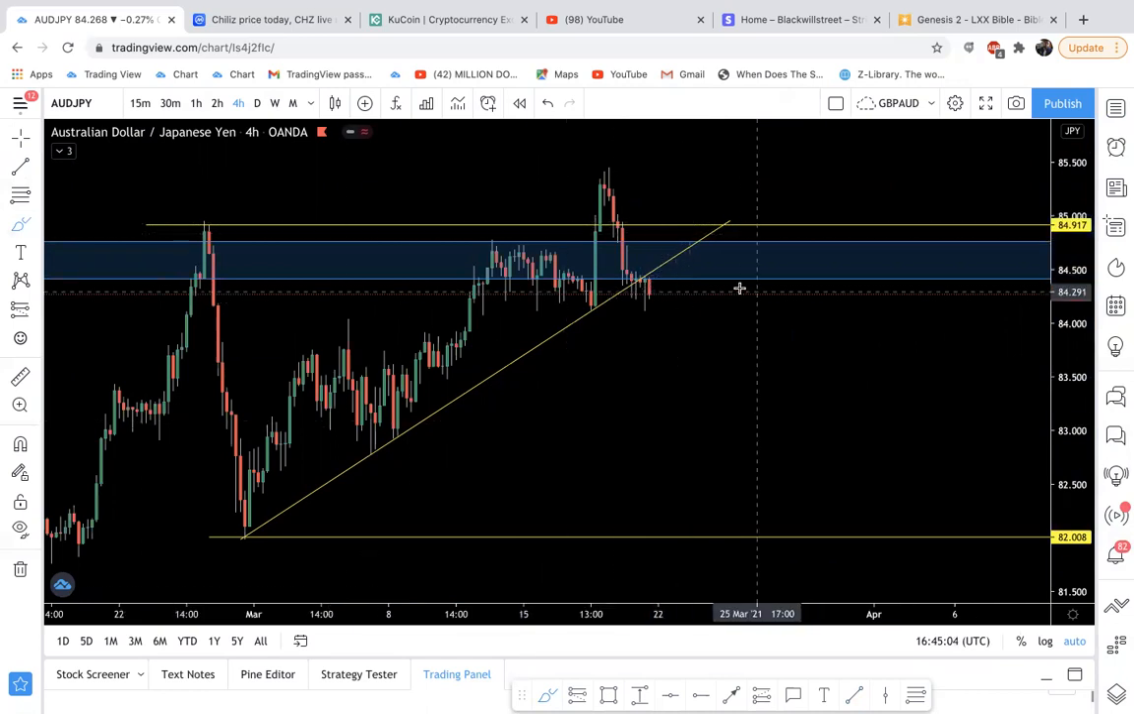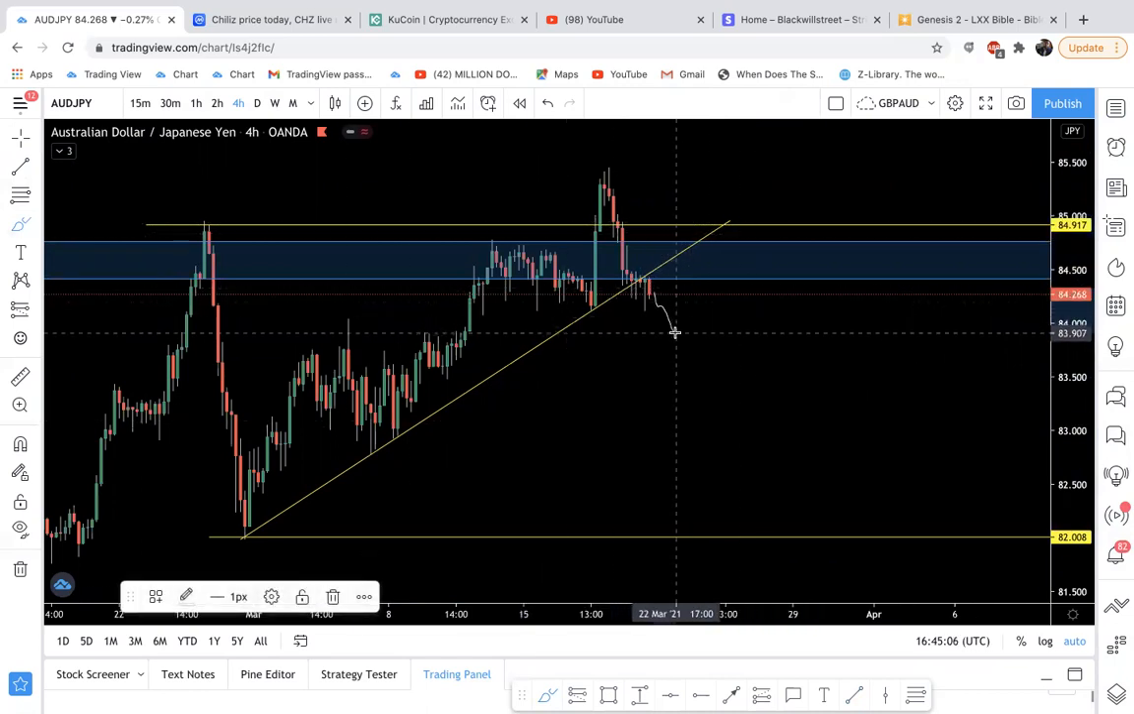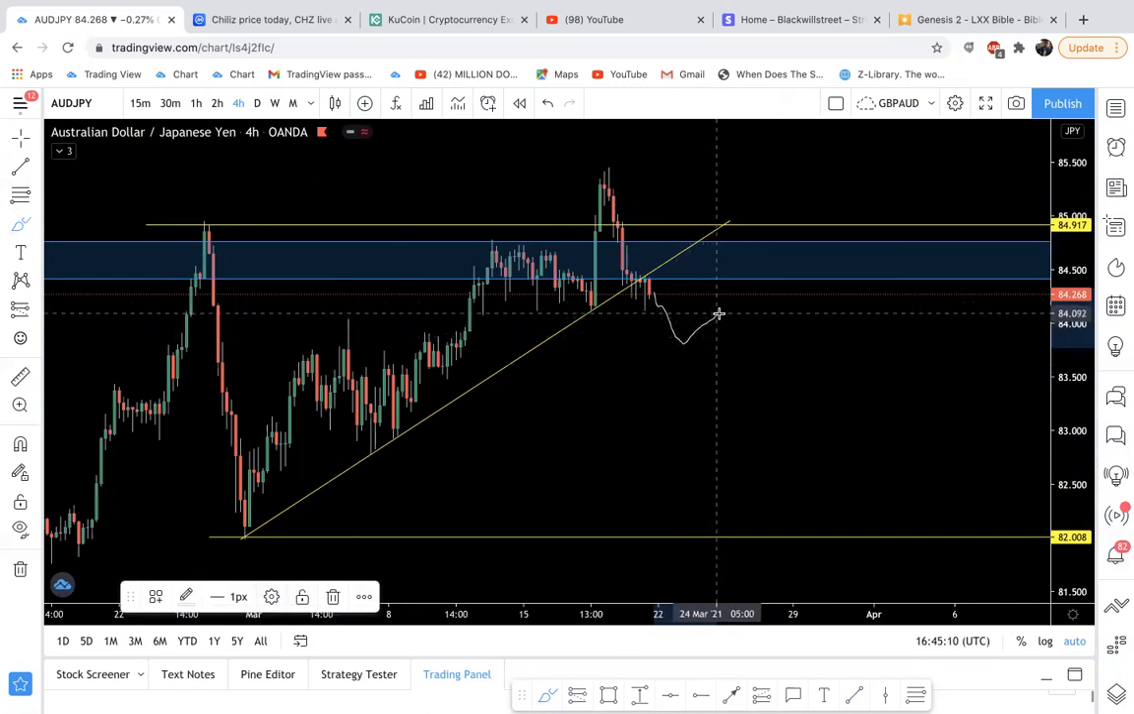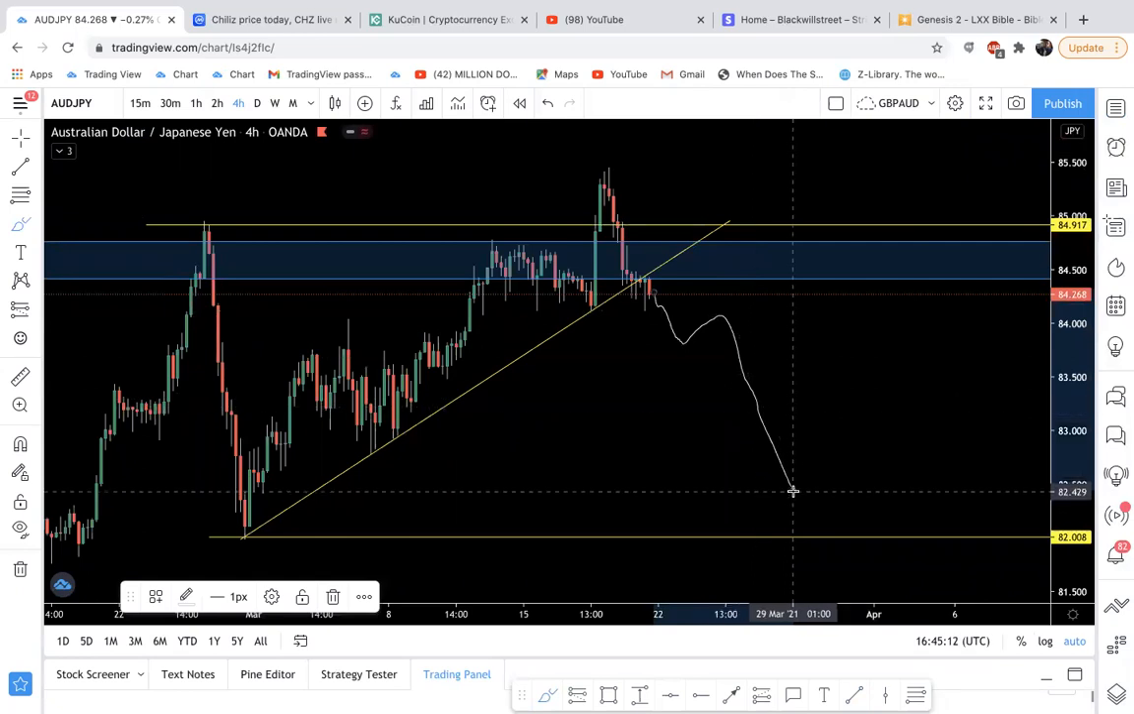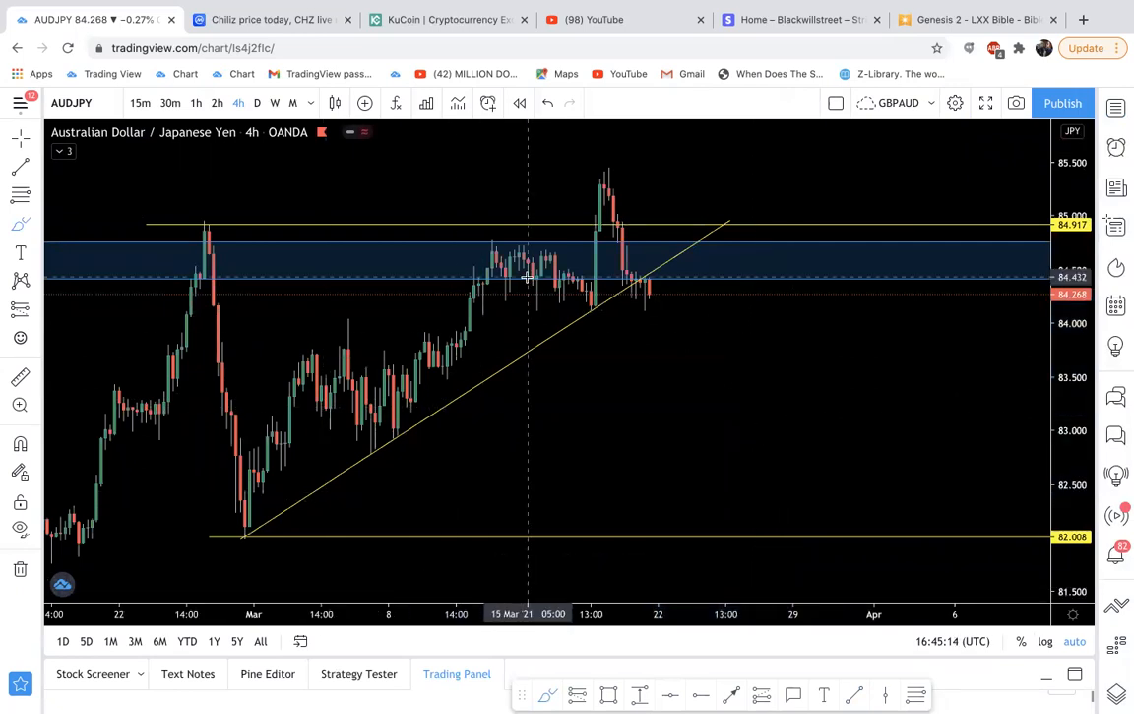If it does, that'll be a better risk to reward. But if price just continues to break that higher low structure, then you can look to just continue to sell these pullbacks to take it back down. All right, so that's AUD/JPY. These are some nice potential setups for the week.